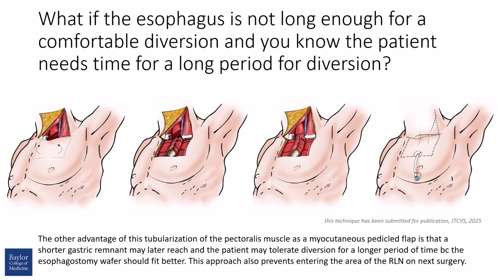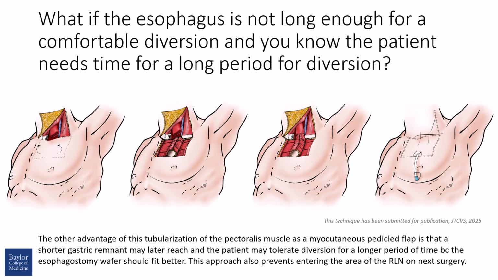The end esophagus might not be long enough to reach out for a good fitting ostomy wafer, and in this circumstance, we demonstrate how a pectoralis muscle tube can be used to create a skin tube and then grafting over the skin tube to allow the patient to have a low cervical esophagostomy that's extended to a mid-thoracic cervical esophagostomy.